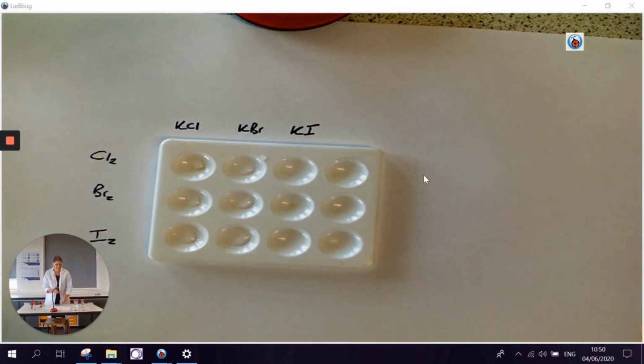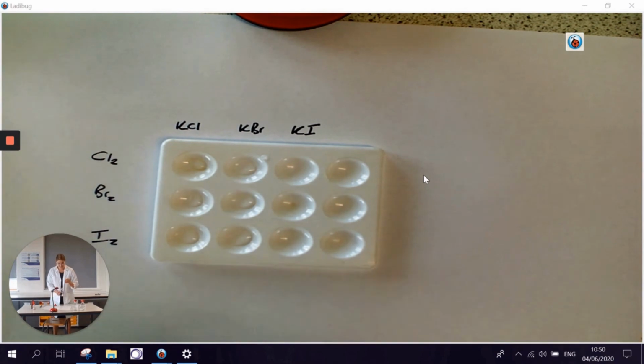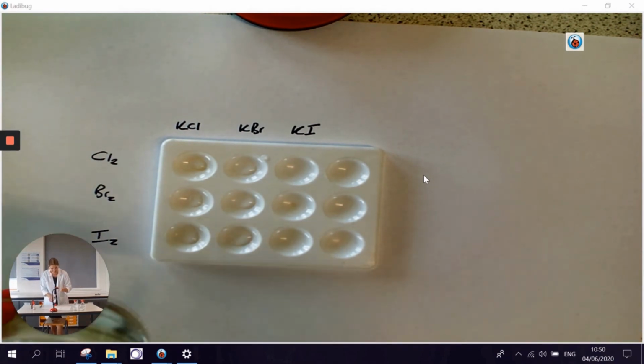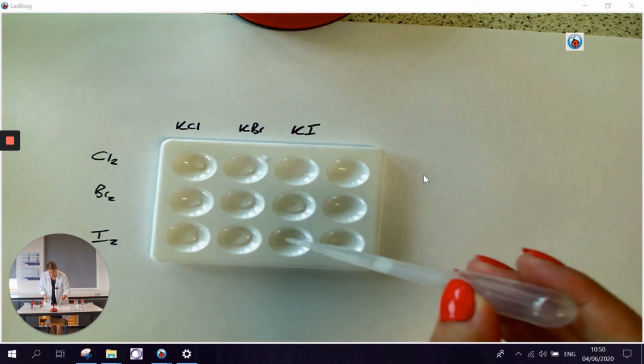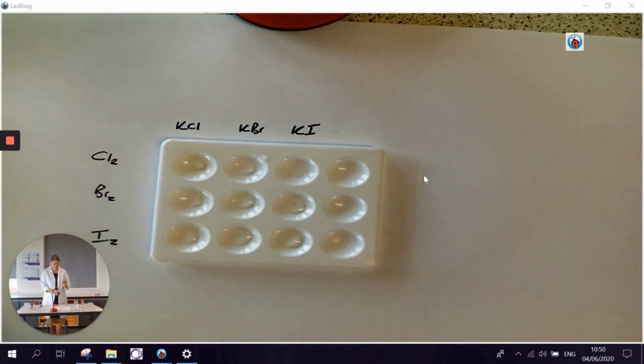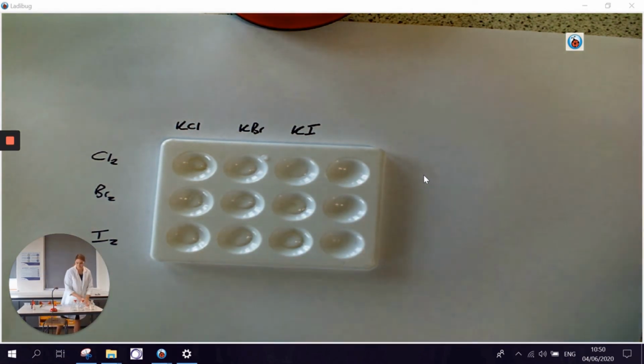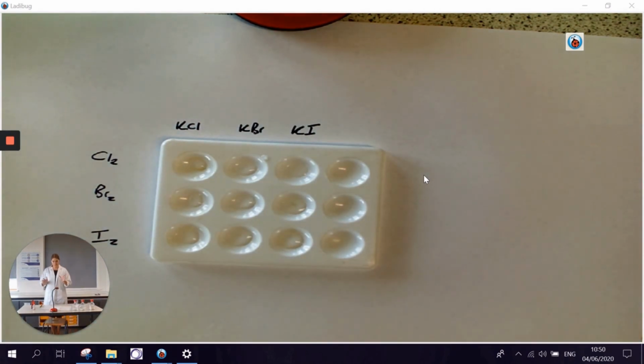Notice that I'm putting the lids on every bottle after I've used it because that's just good, safe lab practice. And then a few drops of potassium iodide. So now I've set those up, I'm going to add in a row a few drops of the chlorine water. And remember, I'm looking for a colour change.